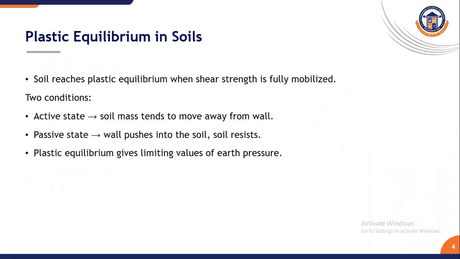Next one is plastic equilibrium in soils. Here, soil reaches plastic equilibrium when the maximum shear strength of the soil is fully mobilized. At this stage the soil is at its limiting condition and cannot resist any additional forces without failing. Then there are two possibilities. In the active state the soil tends to move away from the wall, and in the passive state the wall pushes into the soil, mobilizing maximum resistance.